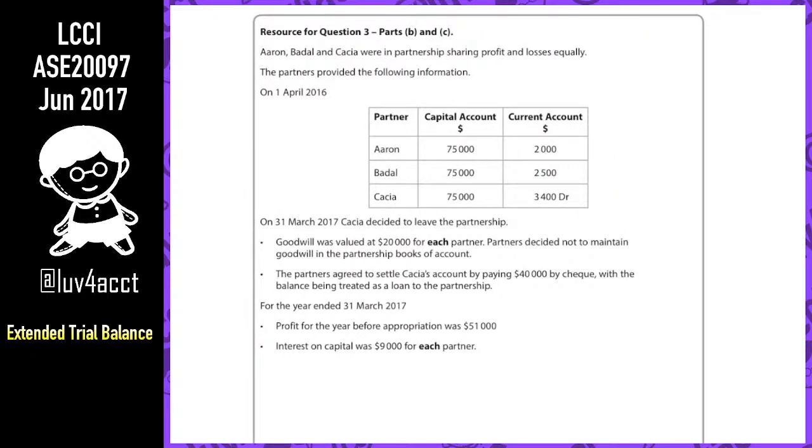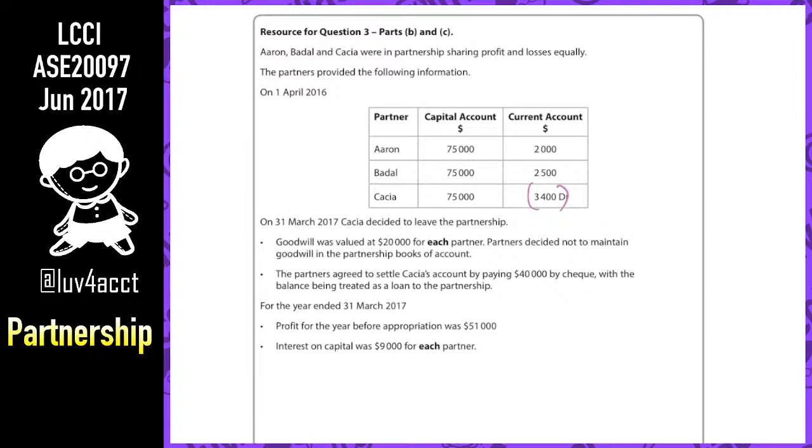Partnership A, B, and C. Okay, Aaron, Beto, and Cassia are in partnership, sharing profit and losses equally. The partners provided the following information. The opening balance on 1st of April 2016 of capital and current account. Cassia has a debit, a negative balance, for the current account. On 31st March, Cassia decided to leave the partnership.